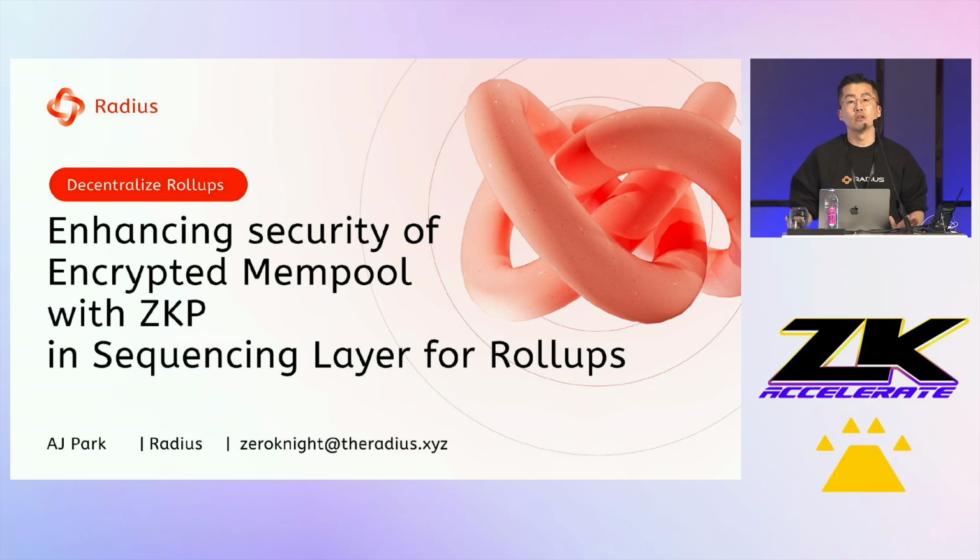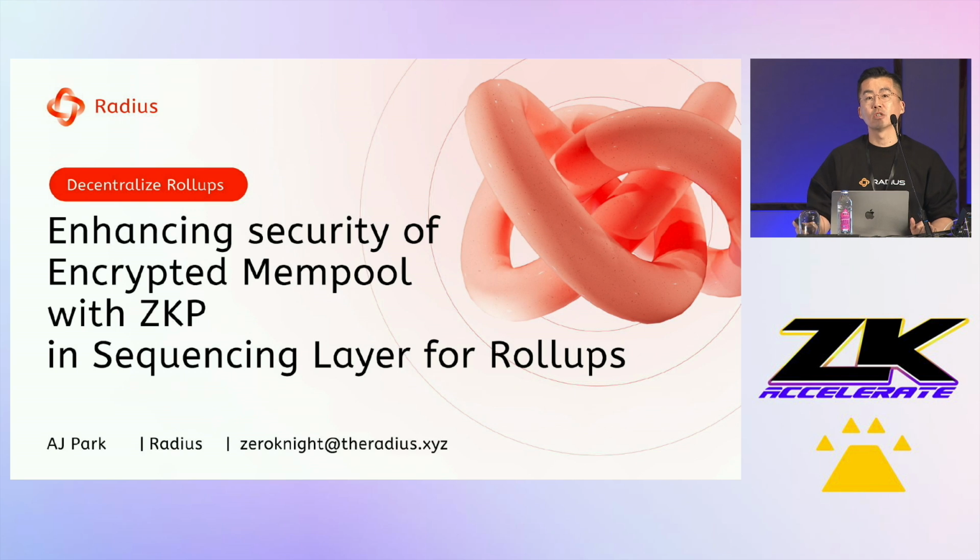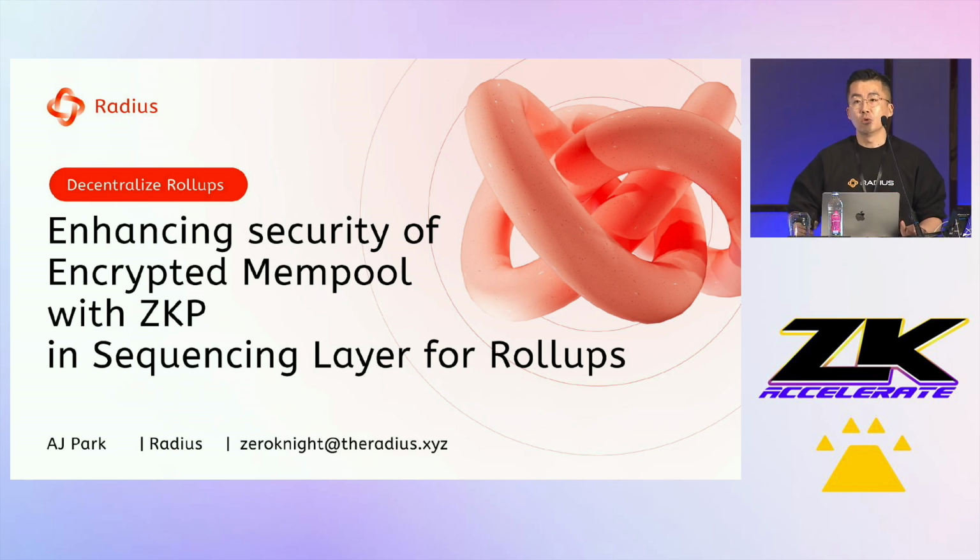Radius is building a shared sequencing layer. Sequencing layers are a new kind of infrastructure in the modular blockchain space to help developers develop their own ZK validated rollups and also operate them efficiently. There are some challenging parts in building a sequencing layer, so Radius' approach is to apply cryptography like encryption or ZKP as much as possible.